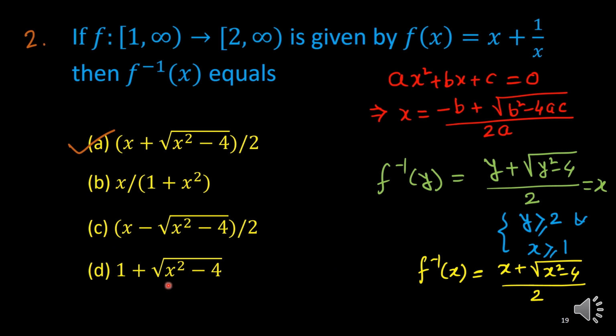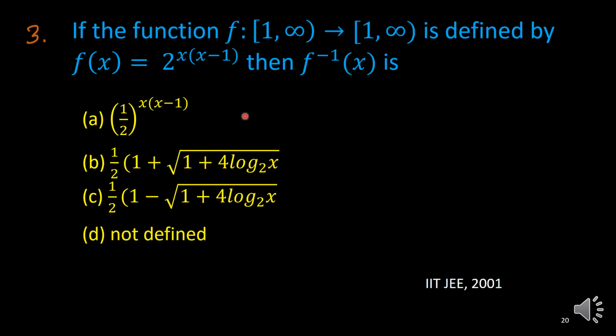So now you see there are these 4 choices. So we should not consider this C part. C part is not correct. Only this one is correct: x plus square root x square minus 4 upon 2. Okay. Now question number 3. It is a similar problem.